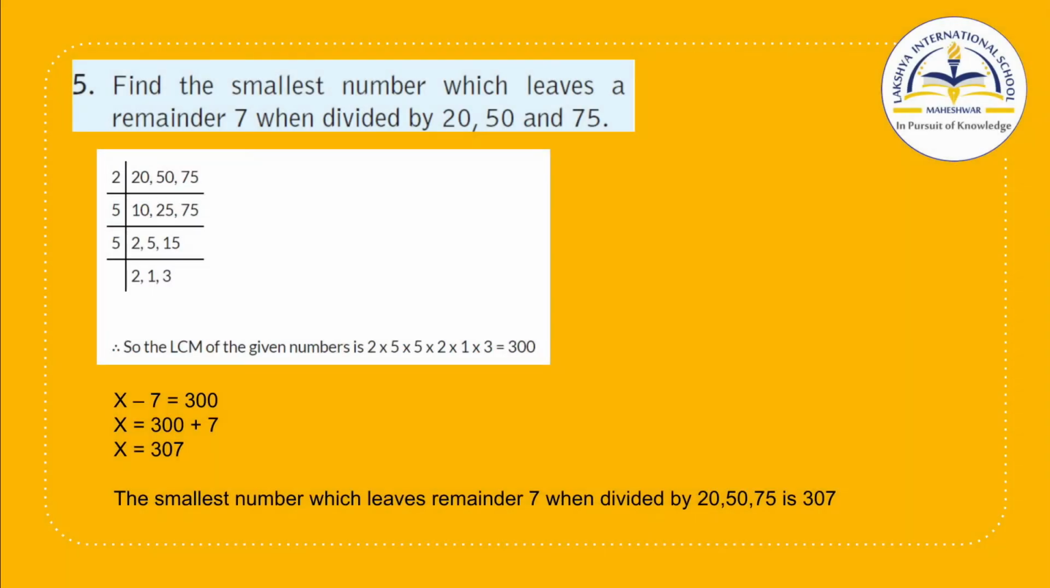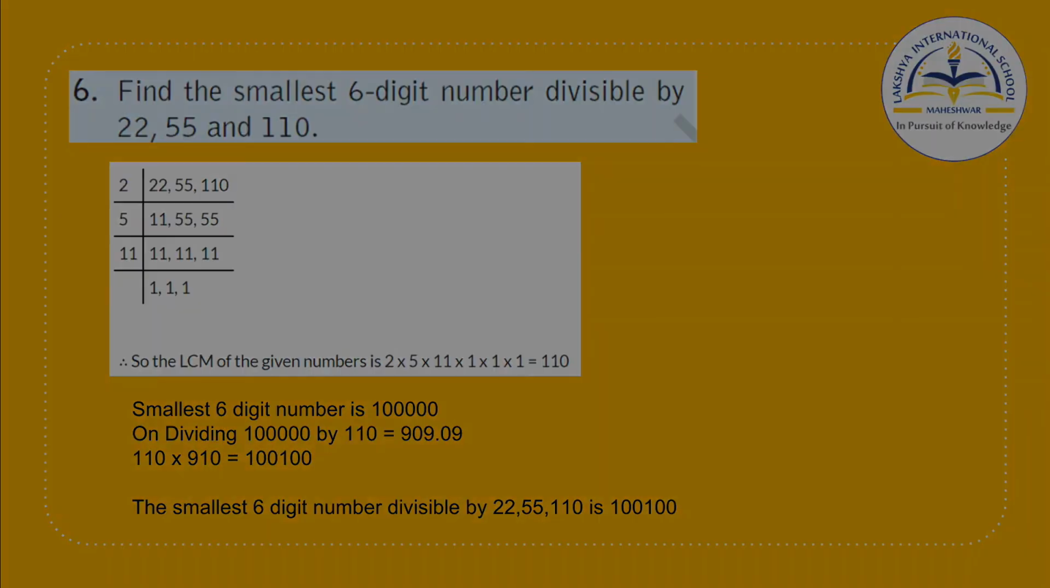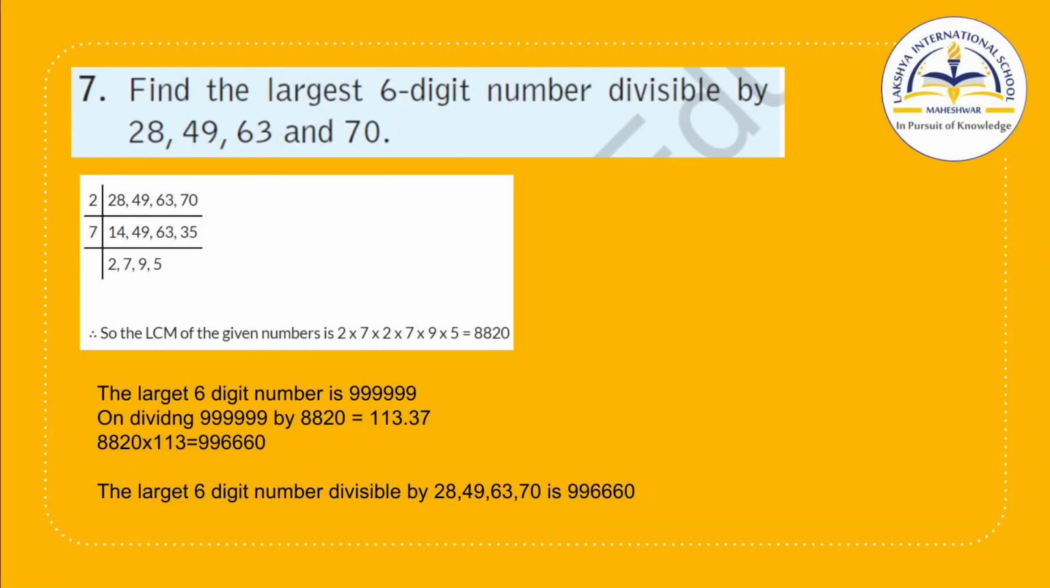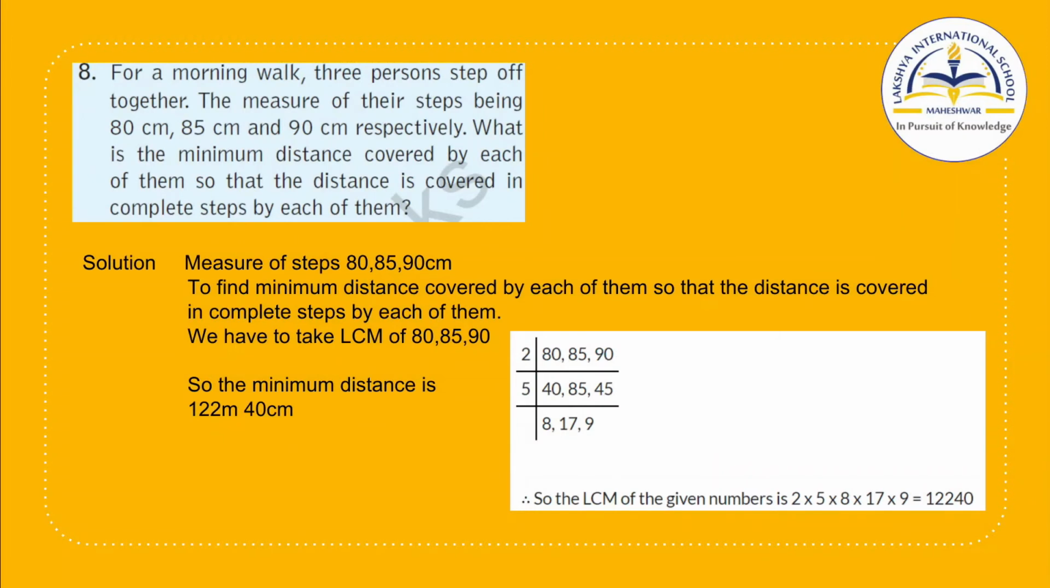In the same manner, you have to solve questions number 5, 6, 7. Now question number 8. For a morning walk, 3 persons step off together, the measure of their steps being 80, 85, 90 centimeter respectively. What is the minimum distance covered by each of them so that the distance is covered in complete steps by each of them? So the steps are 80, 85, 90. So you have to take the LCM of 80, 85, 90. Then you will get 12240.